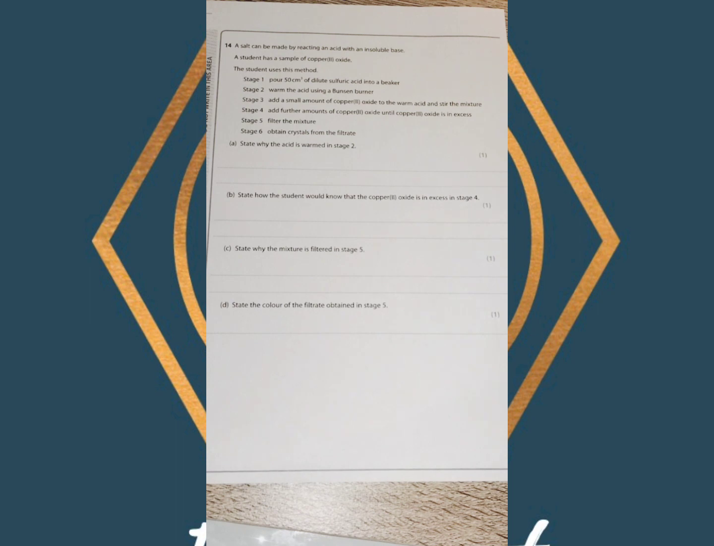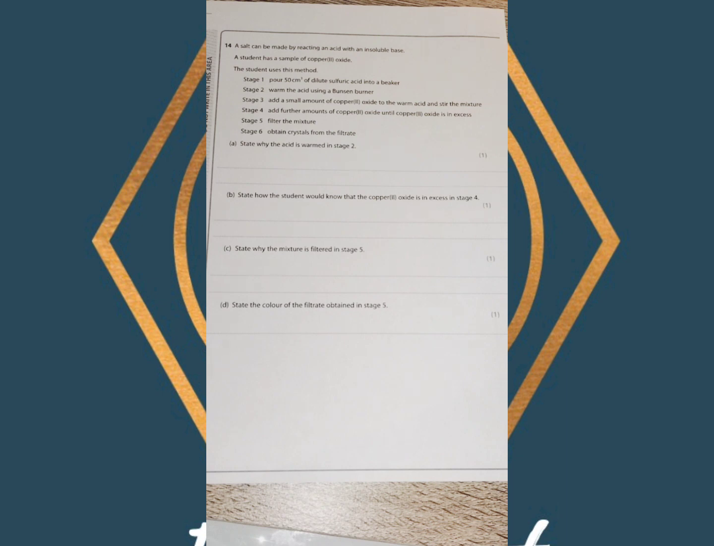So here we are entering what is known as the end game, as Dr. Strange would say, the last few questions in the paper. Let's have a look. This is a salt preparation question. A salt can be made by reacting an acid with an insoluble base, usually a metal oxide. A student has a sample of copper 2 oxide. The student uses this method.